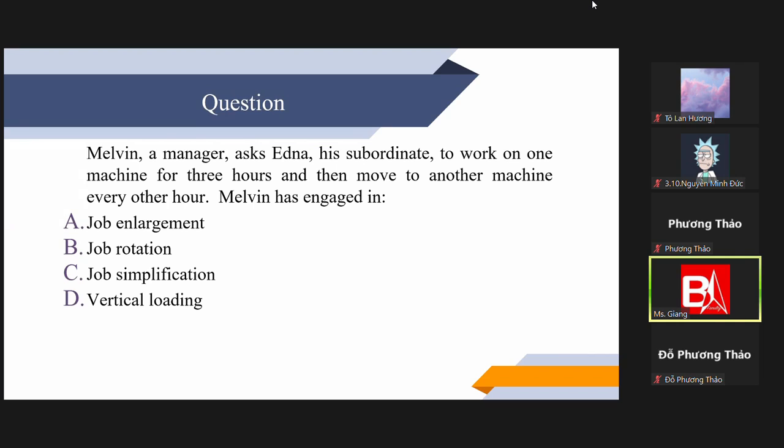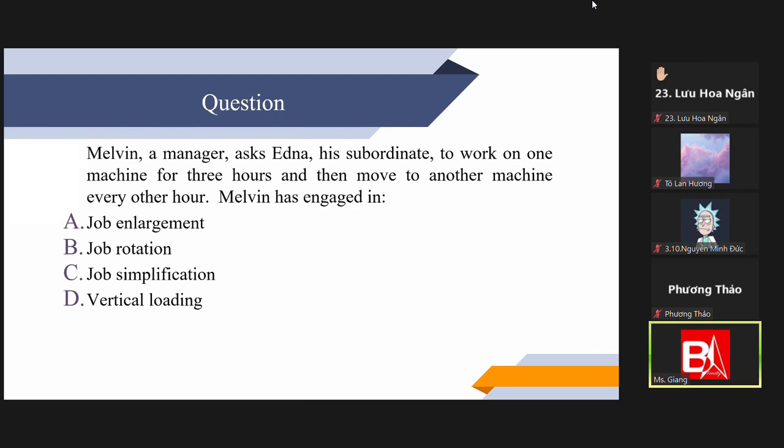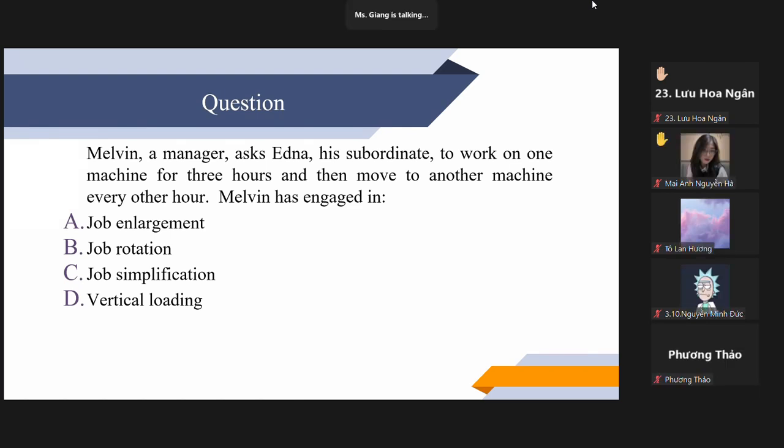Let's check the question. Melvin, a manager, asked Edna, his subordinate, to work on one machine for 3 hours and then move to another machine every other hour. Melvin has engaged in job enlargement, job rotation, job simplification, or vertical loading.